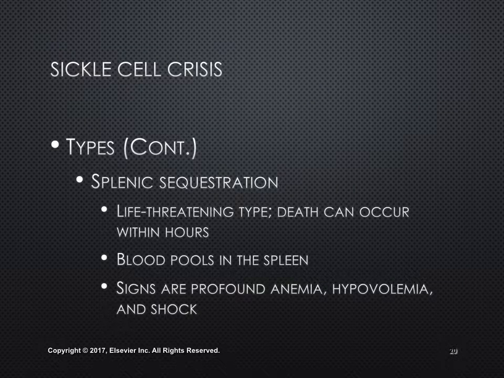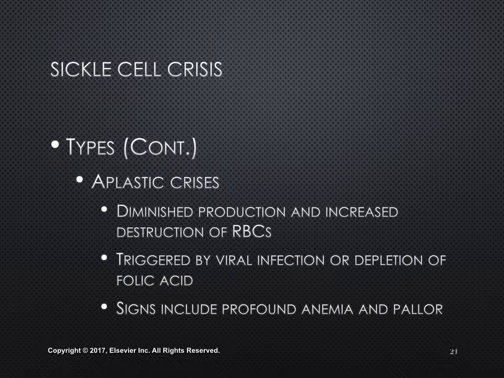Splenic sequestration is a life-threatening type, and death can occur within hours if something isn't done quickly. What happens with that is the blood begins to pool in the spleen, and the signs are profound anemia, hypovolemia, and shock. With aplastic crisis, you have diminished production and increased destruction of RBCs, and it's triggered by things like viral infections or depletions of folic acid. And so the signs for those include profound anemia and pallor.